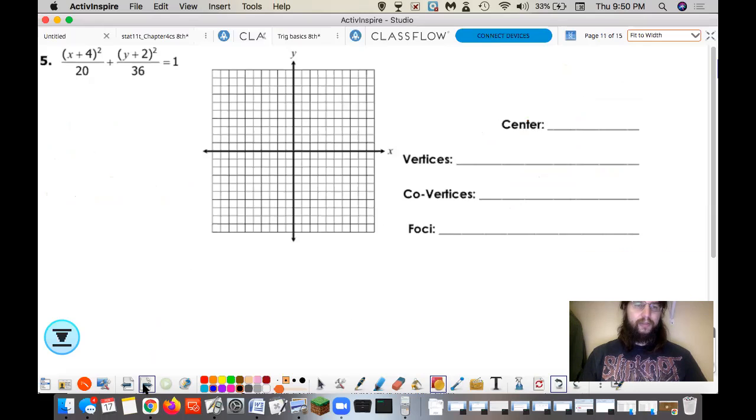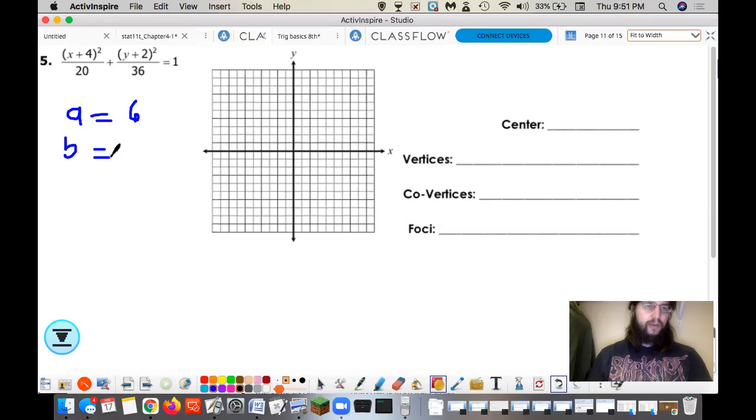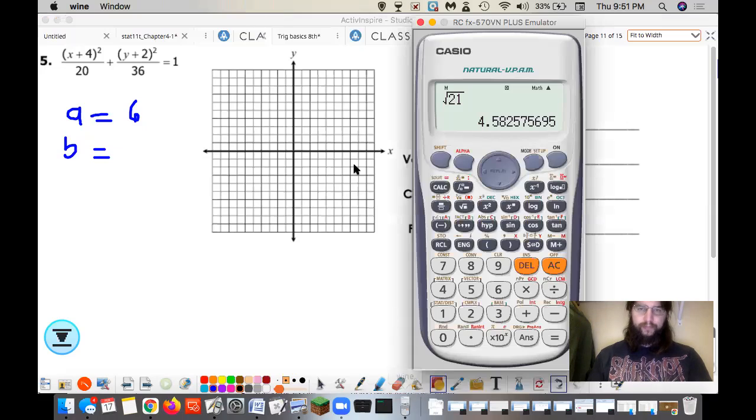All right, let's take a look at this guy. That's going to be more interesting. Oh, so here, A, well, square root of 36 is 6. B, square root of 20, I don't know. Square root of 20, that would be 4.5-ish.